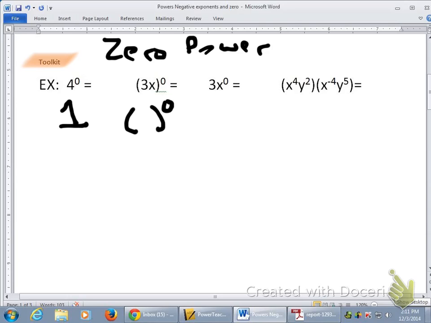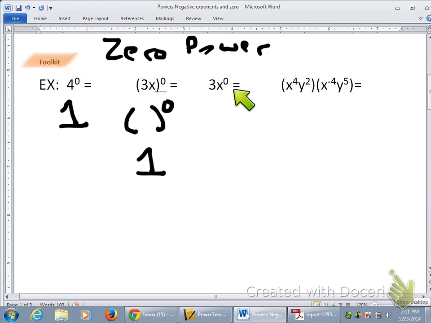Notice on this first one that the base of this exponent is actually the parentheses. So both the 3 and the x are the base of this exponent. Well, if I just consider my problem like this, it really doesn't matter what's inside those parentheses, because anything in these parentheses raised to that 0 power is going to give us a 1. And it's pretty much that simple.